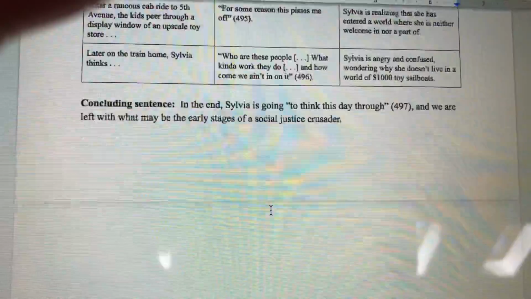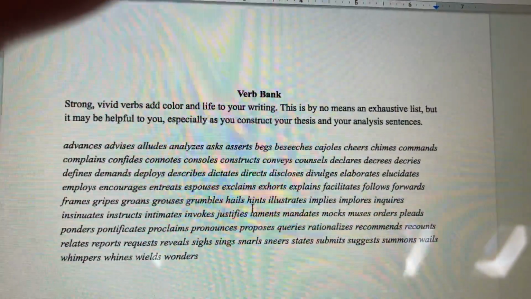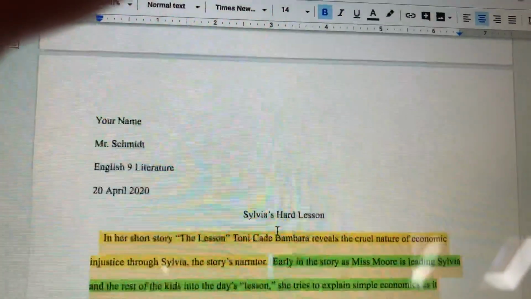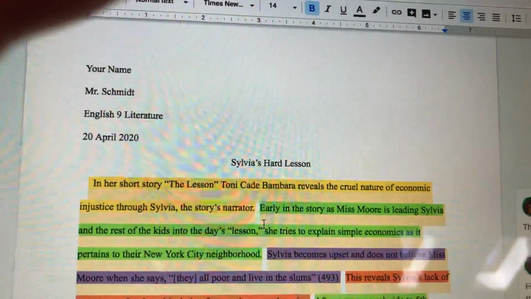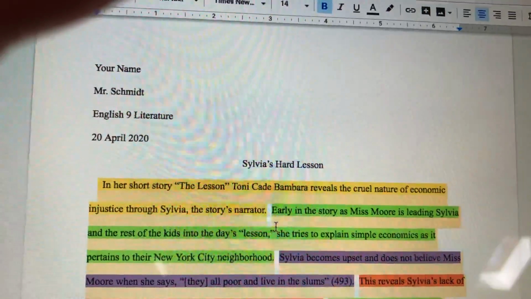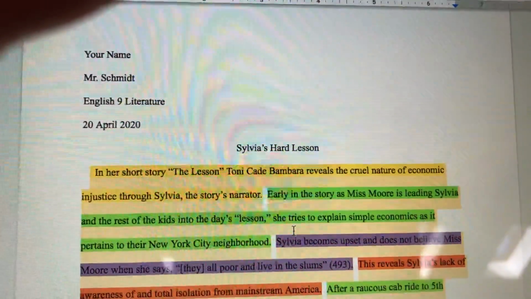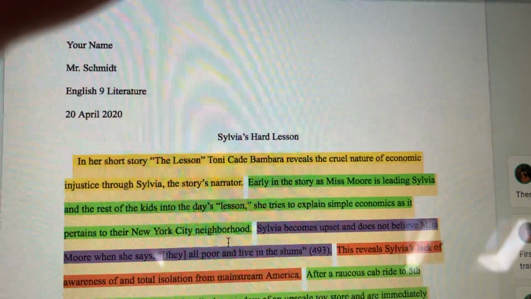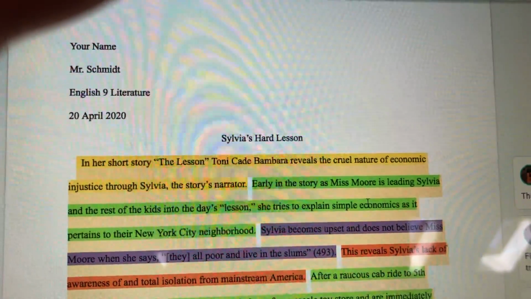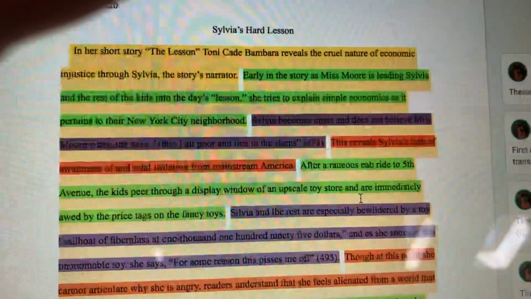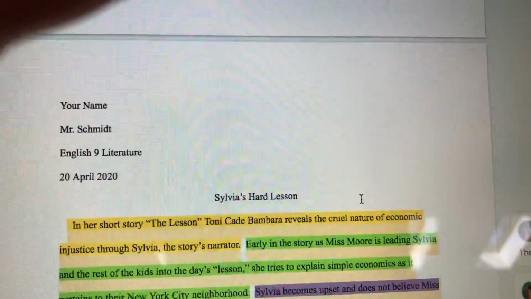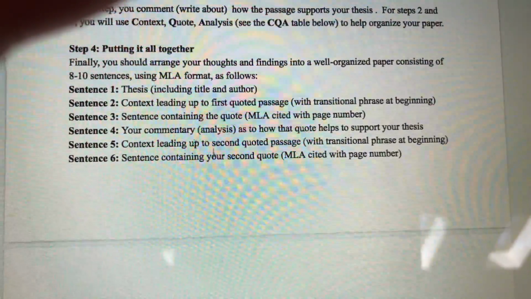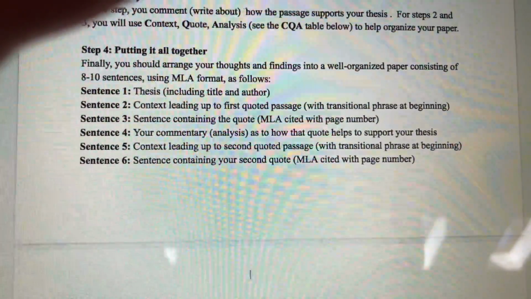All right, and then notice if you keep scrolling down past the verb bank, remember good verbs, strong verbs help your writing. You'll see that I included also a sample essay based on the lesson and the thesis that I came up with. All right, and I color coded it. You don't need to do that at all. Don't do that. You can just go ahead and write it. I just did it for you to show you how the different sentences fit this formula that I put up here for you.